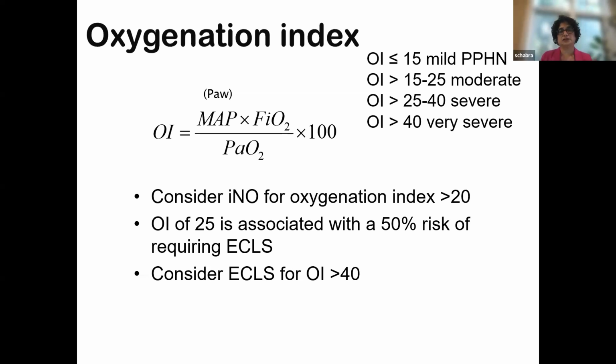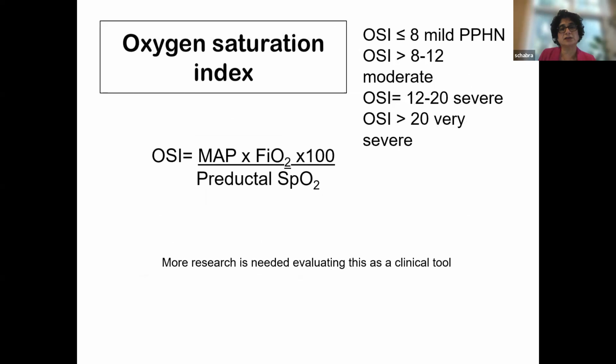Less than 15 is mild PPHN, but 15 to 25 is considered moderate. Greater than 25 is severe. And if it's greater than 40, it's very severe, where we consider ECMO. The oxygen saturation index, I just wanted to talk about it, even though it's not used much, and we are evaluating it as a clinical tool. It is mean airway pressure times FiO2 divided by the preductal SATs times 100.